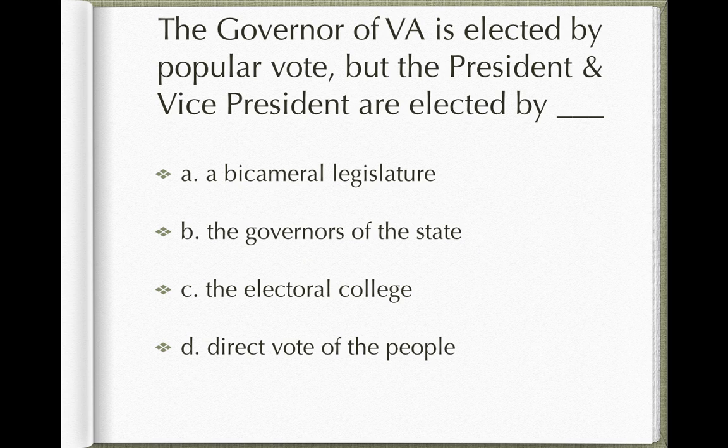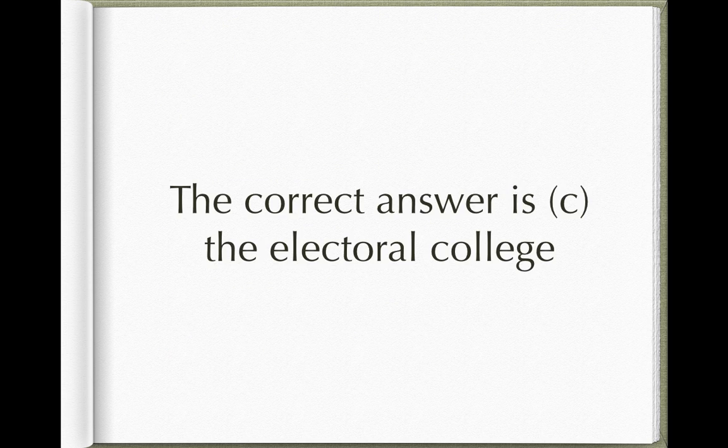The governor of Virginia is elected by popular vote, but the president and vice president are elected by... The correct answer is C, the Electoral College. The president and vice president are not directly elected by the people. They are elected by the Electoral College, who represent the people's vote of that state.